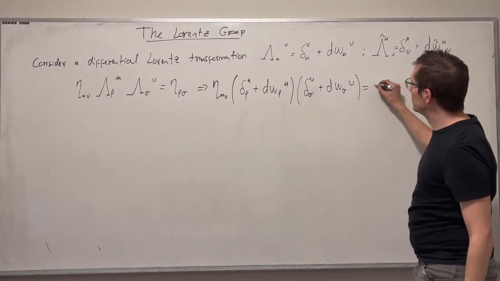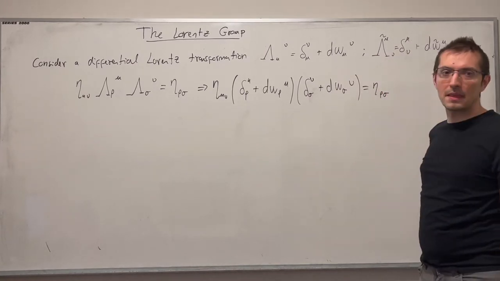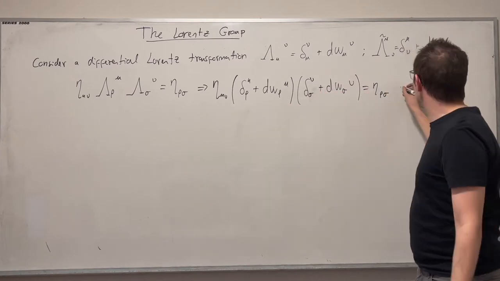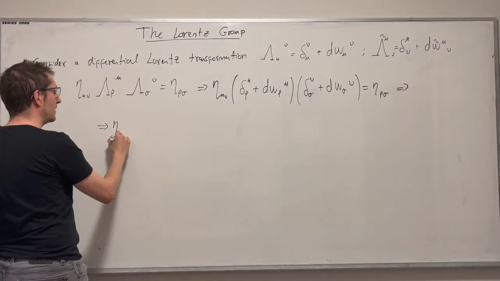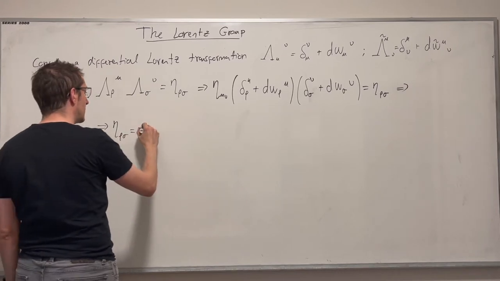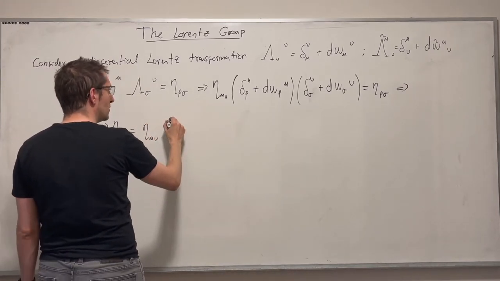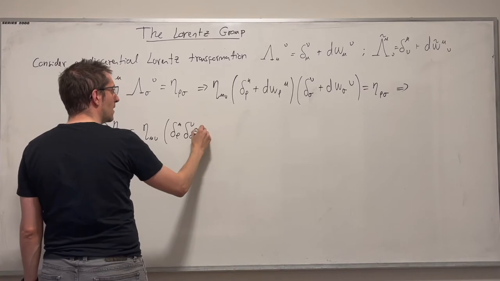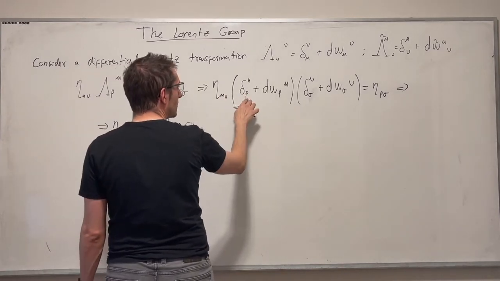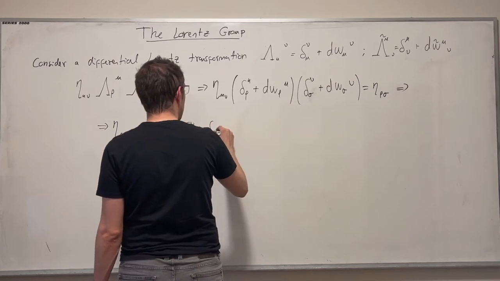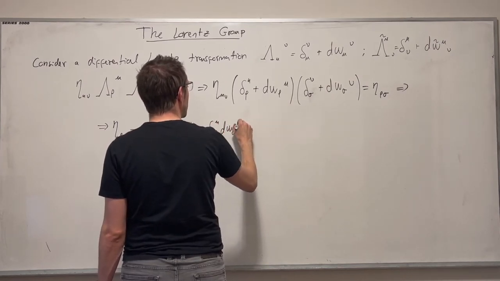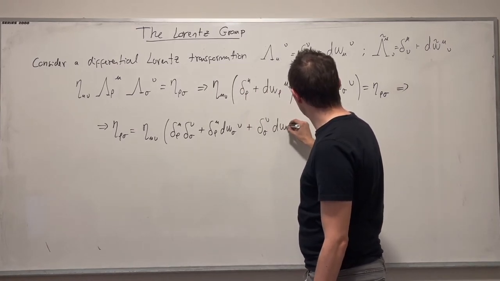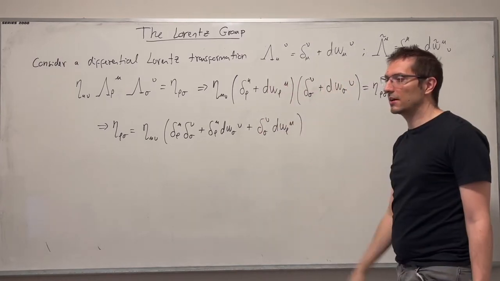All right, equal to eta rho sigma. Okay, now same as before, I can multiply these two things. Second order terms I'm not gonna write. And then we get, writing this one on the left hand side, eta mu nu, that multiplies the product of the two deltas, delta rho mu and delta sigma nu, plus the cross products, this one with this one, so delta rho mu d omega sigma nu, plus delta sigma nu d omega rho mu, and again, I don't write the cross terms that are higher order.